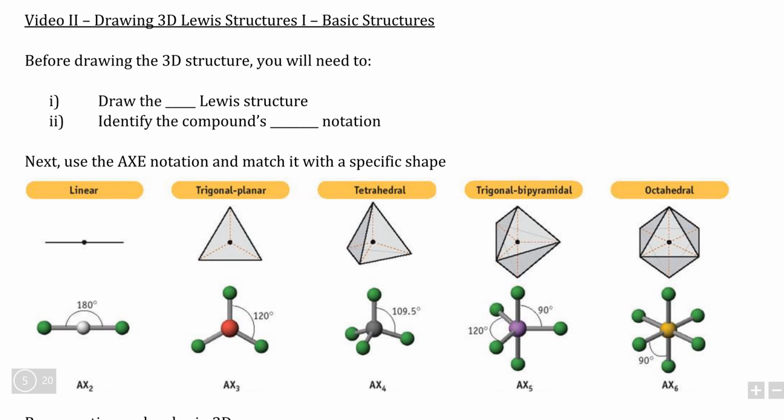In this video, we're going to learn how to use a compound's AXE notation in order to determine what that compound looks like in 3 dimensions. Before we do that, however, we need 2 pieces of information, starting with what the molecule looks like in 2D, in order for us to be able to identify what the compound's AXE notation is. Because if we don't know what the compound looks like in 2D, we won't be able to figure out how many bonding groups and how many lone pairs surround the central atom.